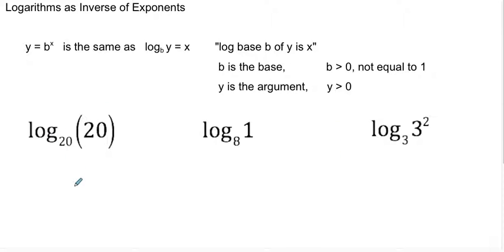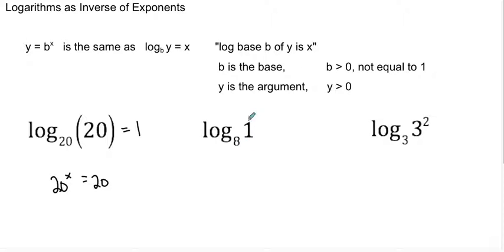Okay. Some quick tricks or some quick things to know when you're dealing with logs is that 20 to what power will give you 20? So if the base is the same as the argument, then the answer is just 1.